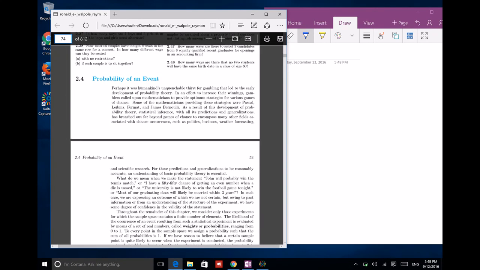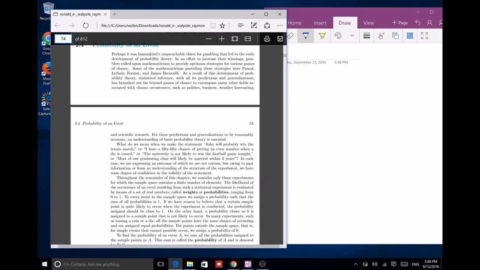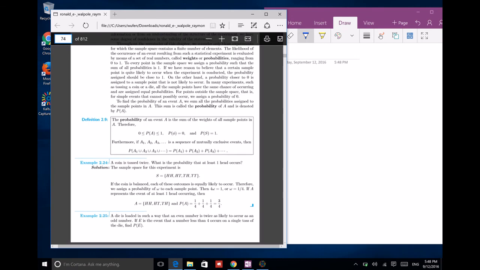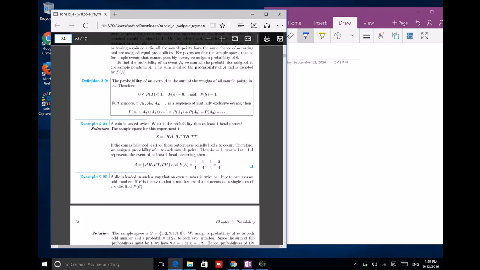2.4 is probability of an event. Now let's look at the probability of event. Actually, in this book, I think all the probability of event are given not really very hard, but it's kind of like introduction of the probability. It does not have a lot of difficult probabilities at this chapter.